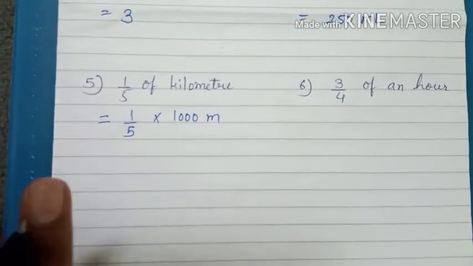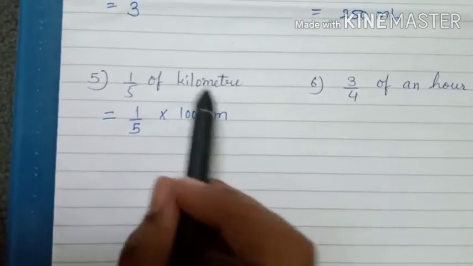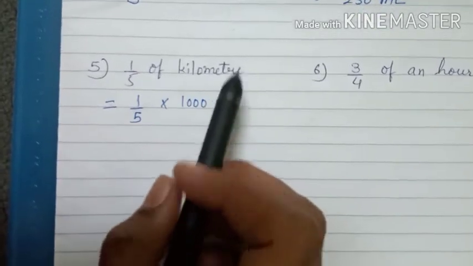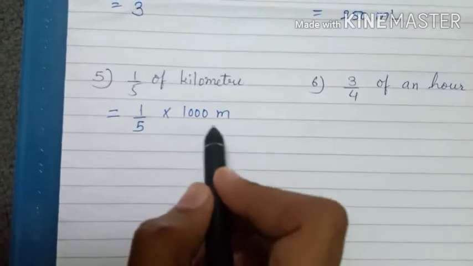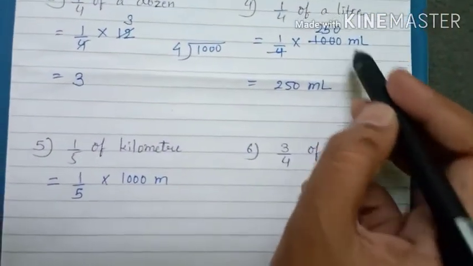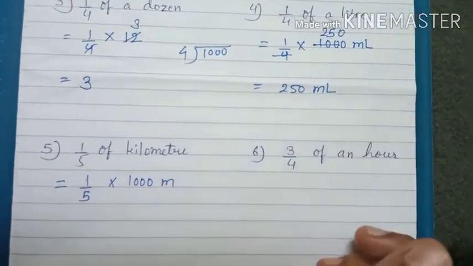Everybody knows about the standard unit. 1 kilometer is equal to 1000 meter. So instead of kilometer, what will I write here? 1000 meter. Here also the number is not given. So first you have to think about the standard unit and then you have to write. So you get the number. Here this unit has to be written compulsorily. In the previous example also, this ml unit has to be written compulsorily. In the last answer also you have to write the unit.